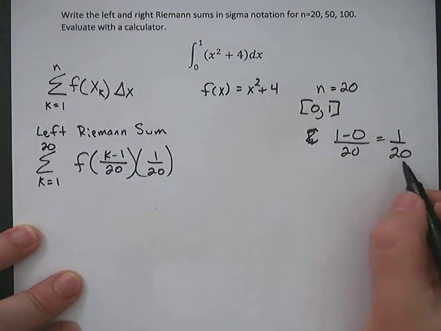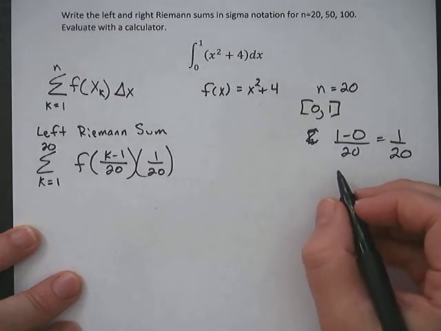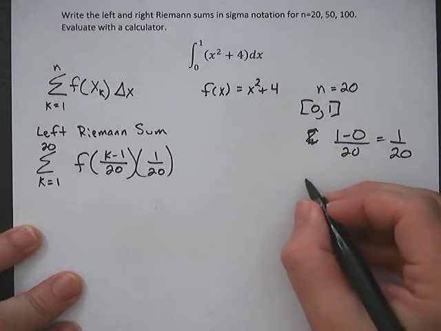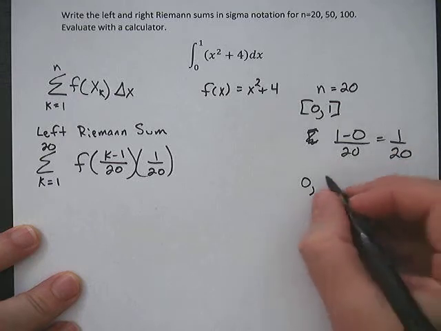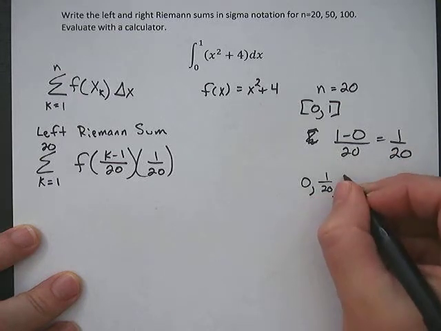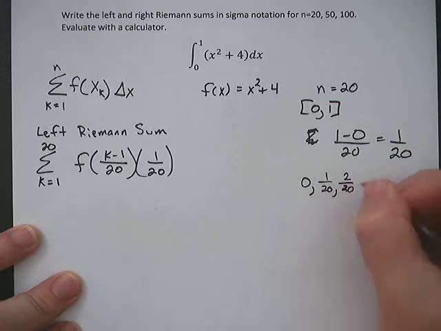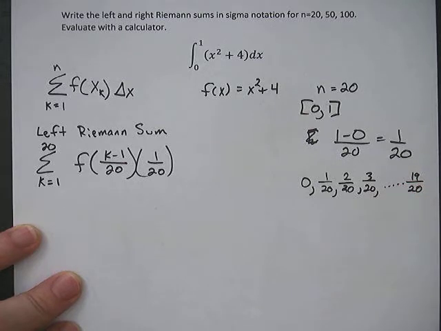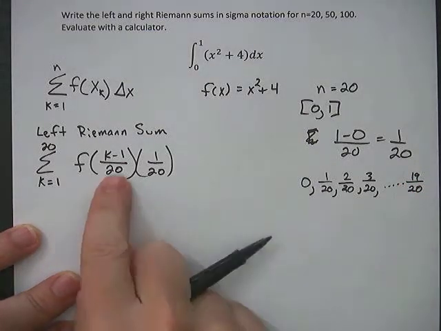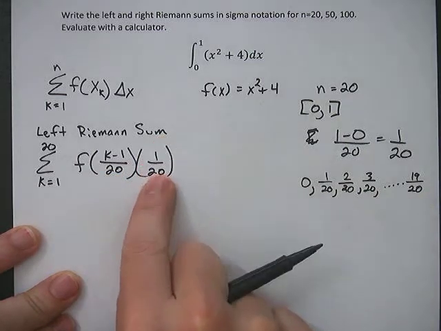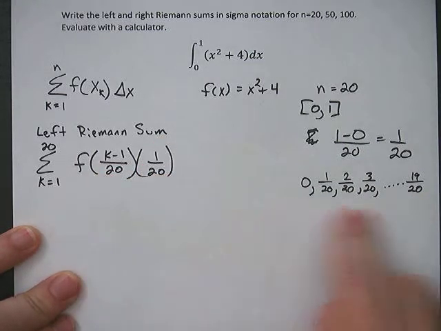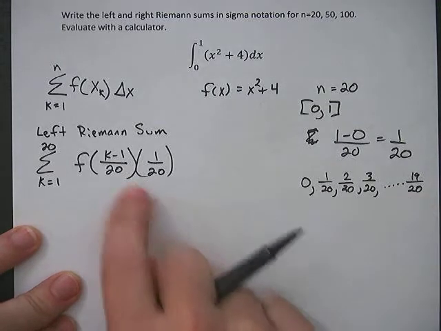If we have 1 over 20 as our subinterval, then since we're starting with a left Riemann sum, we want it to start at 0, because that's the beginning of our interval. Our next one's going to be 1 over 20, 2 over 20. I could reduce that, but I'm not going to. 3 over 20, and so on, all the way to 19 over 20, and that's going to be our last subinterval. So we have to write this in such a way that it becomes these intervals. We have our delta x here, but the 20 here is coming from these subintervals.